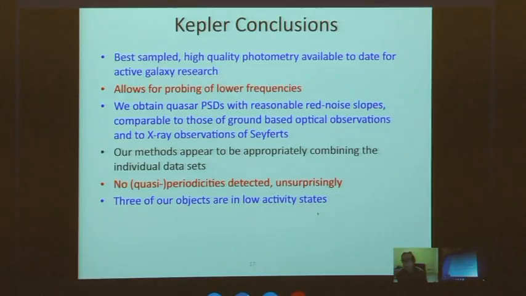While we were hoping we might see some periodicity or quasi-periodicity, that's extremely rare among blazars, and so we did not see that. And unfortunately, only one of our objects was, not even as active as a typical blazar, but at least was reasonably variable. The others didn't show us any large flares at all.